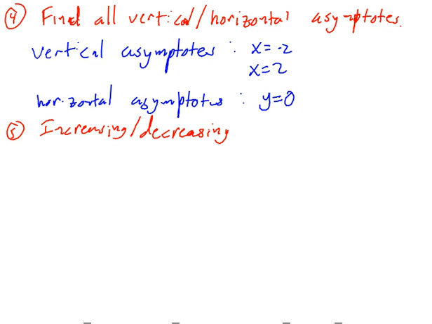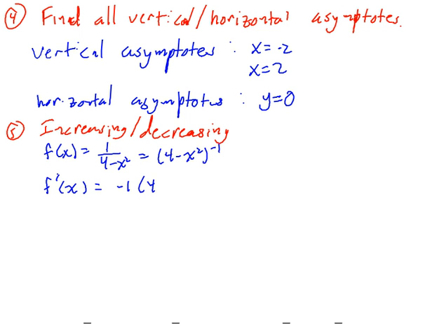Now to find where the graph is increasing or decreasing, we look at our function, which is 1 over 4 minus x squared, and we've got to find the derivative. Well, one way you could do this, you could use the quotient rule, or you could think of this as 4 minus x squared raised to the negative 1. So the derivative, using the chain rule, would be negative 1 times 4 minus x squared to the negative 2 times the derivative of the inside, which would be negative 2x, which gives 2x over the quantity 4 minus x squared, squared.